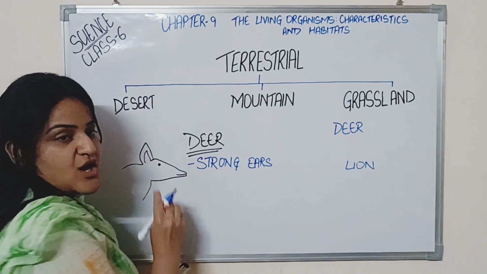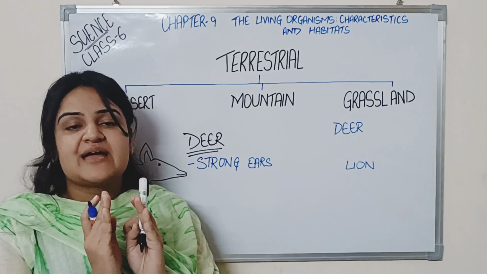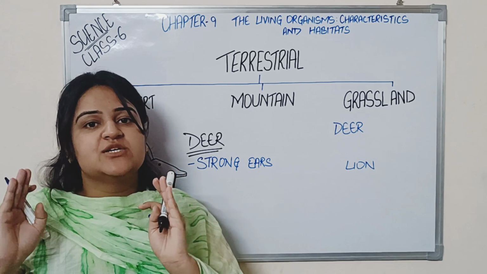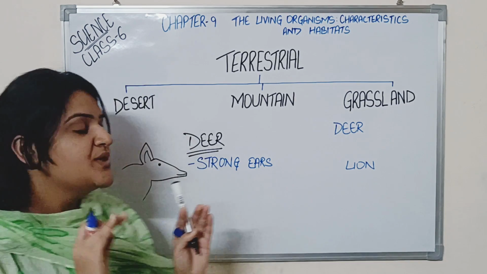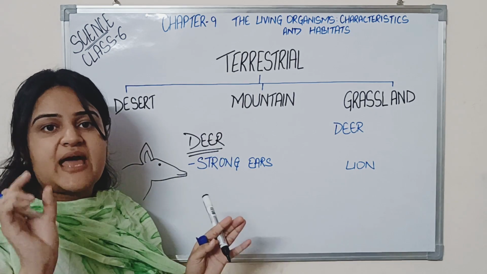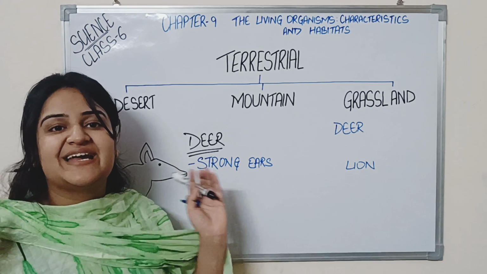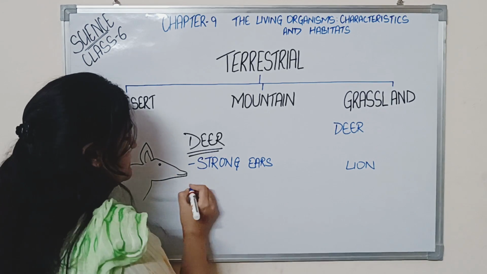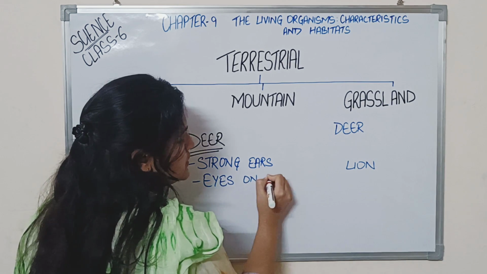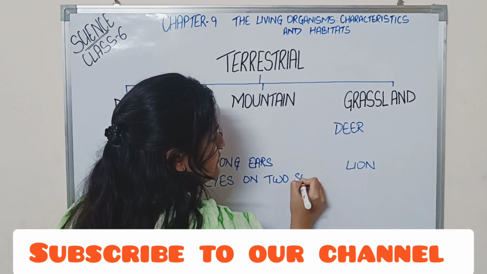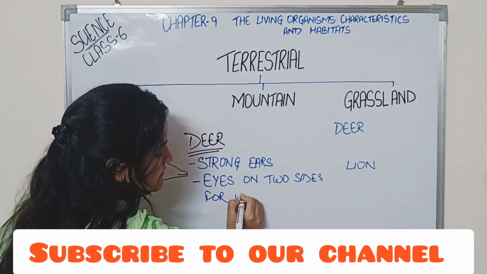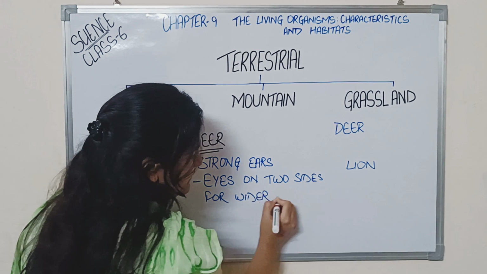Second thing, it has eyes. It has a very thin face and eyes are present at both sides of the face, right? One eye is pointing towards the left side, the other is pointing towards the right side. So both eyes on different sides means that the deer has a wider view. Eyes on two sides for wider view.